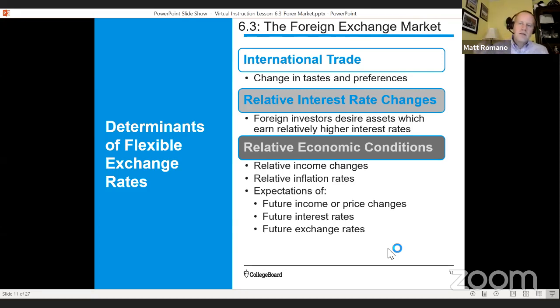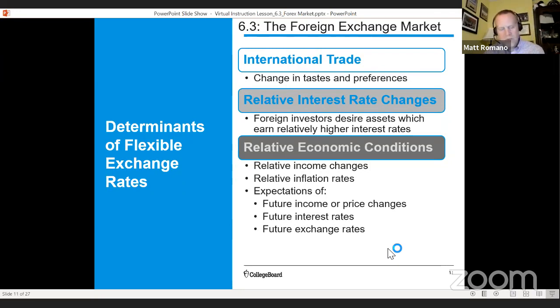And then finally, really repetitive with what we've already talked about, but expectations of any of this can have an impact on foreign exchange markets. Essentially, if investors who are considering purchasing a particular currency anticipate the value of that currency going up because of these reasons, future income, future price changes, interest rates, exchange rates, whatever, they're going to buy more of that now, just like you would in the earlier example if you expected the price of apples to go up. You don't want to wait for the price to go up. You want to buy it now. So if you expect the price to go up, buy more now, demand increases. Okay.